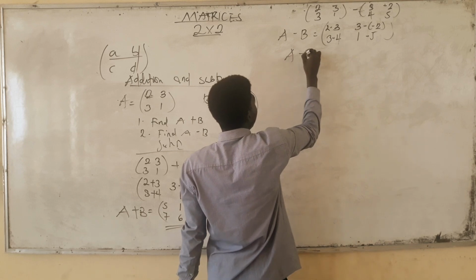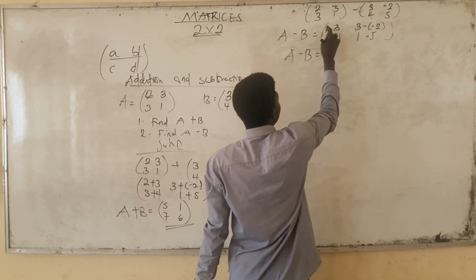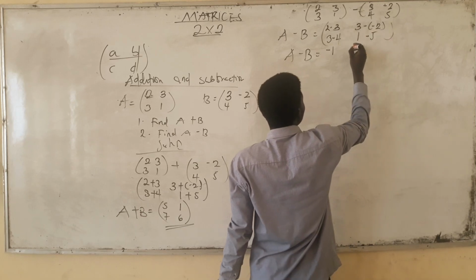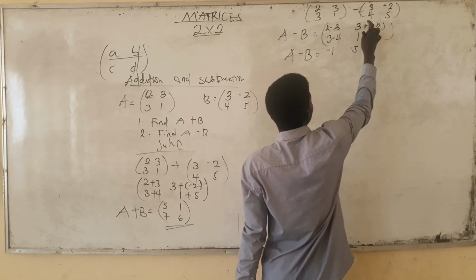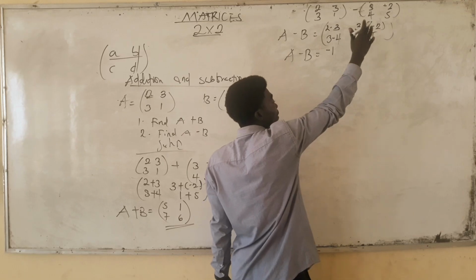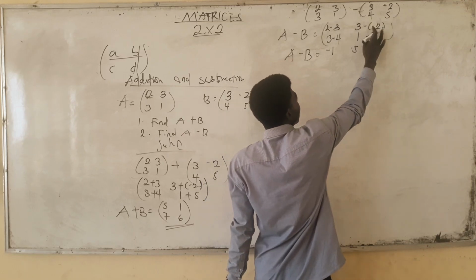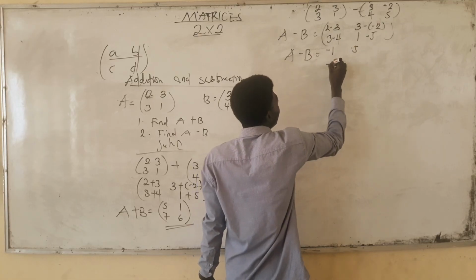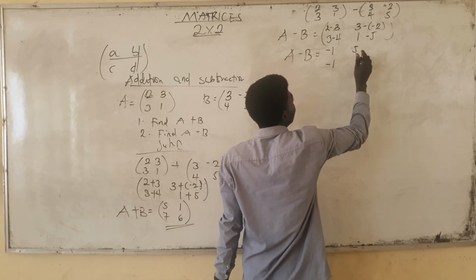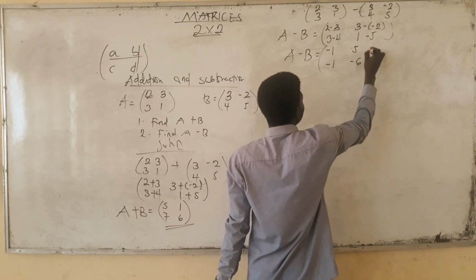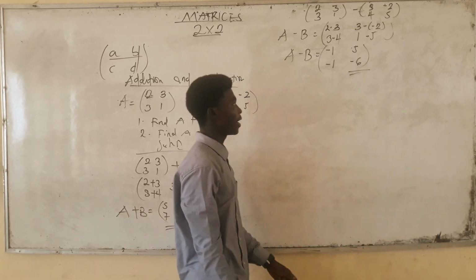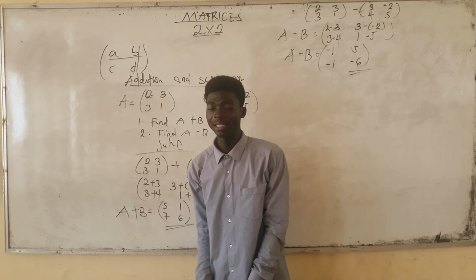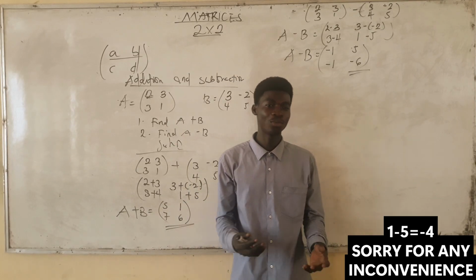And our A minus B is going to be 2 minus 3, we are getting -1. 3 minus -2, we are getting 5, because minus a negative is positive. And then 3 minus 4, -1. 1 minus 5, we are getting -6. And that is your final answer for the addition and subtraction of 2 by 2 matrices.